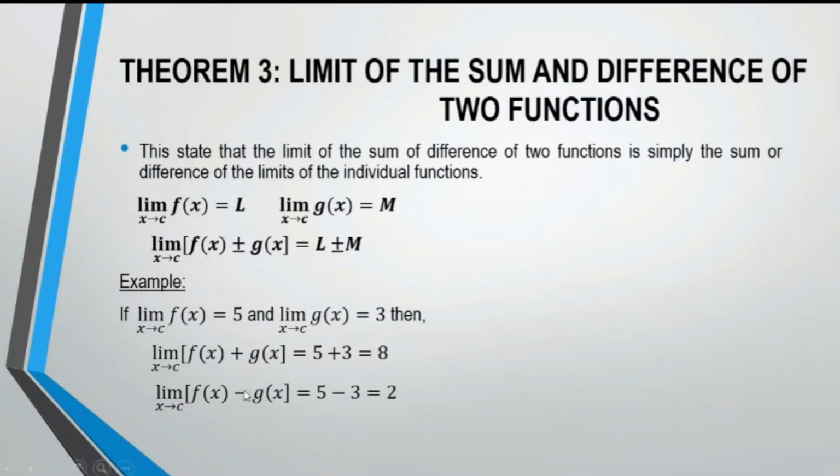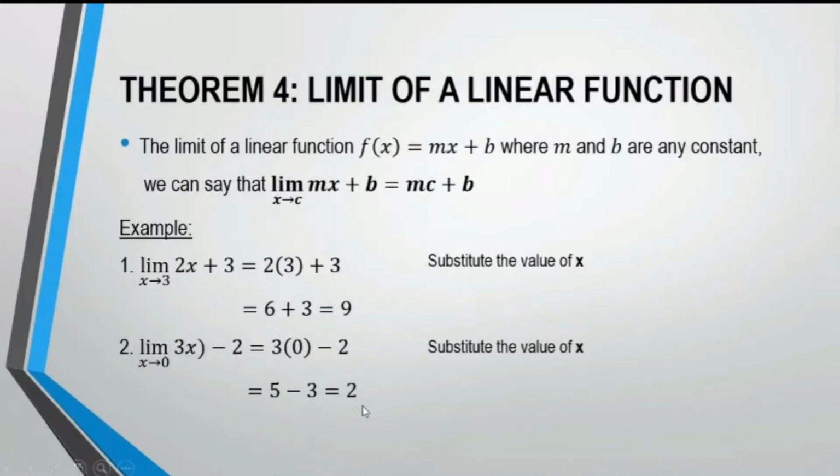plus or minus m. Example, if limit of f of x as x approaches c is equal to 5 and limit of g of x as x approaches c is 3, then limit of the quantity f of x plus g of x as x approaches c is equal to 5 plus 3, which is 8. Then limit of the quantity f of x minus g of x as x approaches c is equal to 5 minus 3.